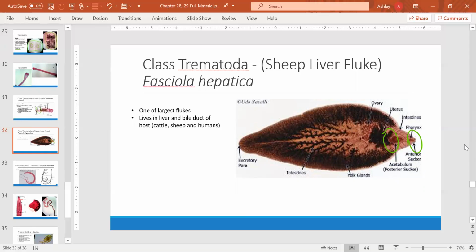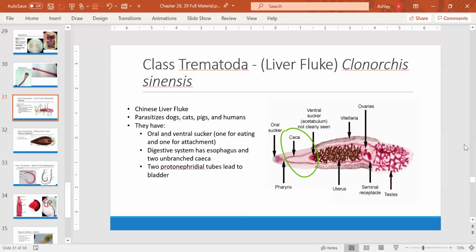And so the rest here you can see it has yolk glands along there, intestines here. So it's much more different in shape. In the front, this shape can distinguish it from the liver fluke as well.